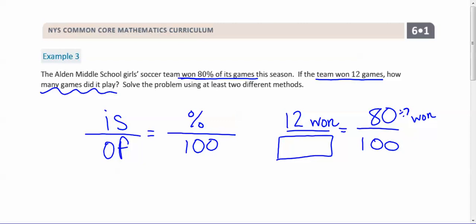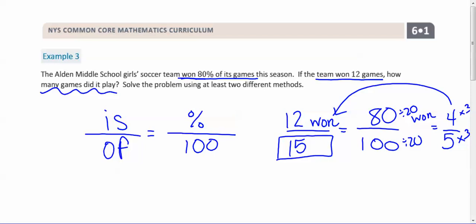All right, what does that come out to? Nope. 80, how many times does 20 go into 80? 4 times. How many times does 20 go into 100? 5 times, all right? Now we're looking for this connection. To get from 4 to 12, what do we multiply by? 3. To get to this side, 5 times 3 is 15. All right, so 15 total games.